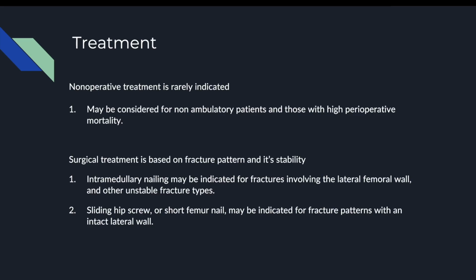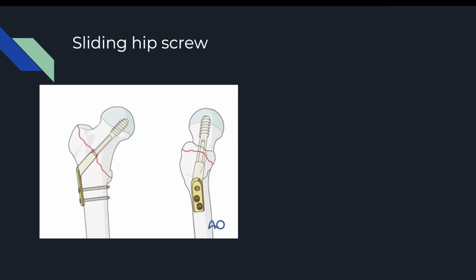And then surgical treatment is based on the fracture pattern and the stability of that and everything we just went over. So intramedullary nailing, which we'll get into very soon, is indicated for fractures involving the lateral femoral wall or other unstable fracture types. So we can basically say if it's unstable, then maybe we should start to think intramedullary nailing. And then the sliding hip screw or the short femur nail is usually indicated for the fracture patterns with an intact lateral wall. So we can equate that to more of our stable fracture patterns. Another way to put that is for stable intertrochs, you can do short nails or sliding hip screws. And then everything else, long nail.